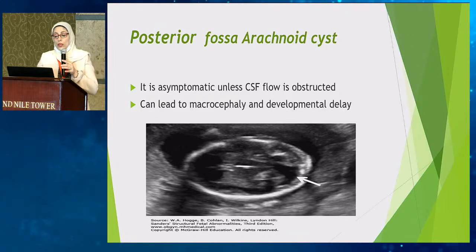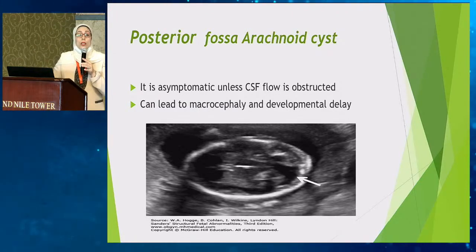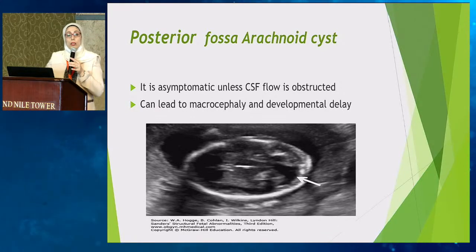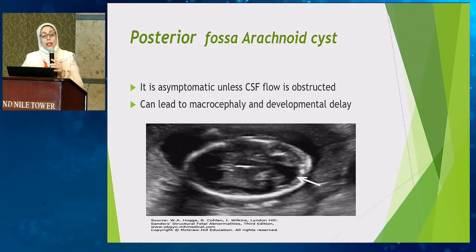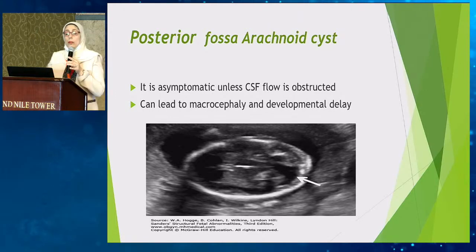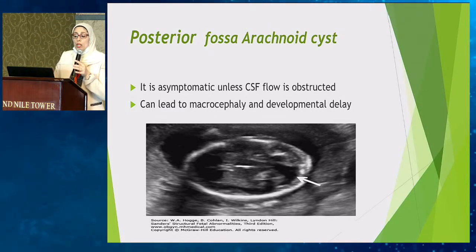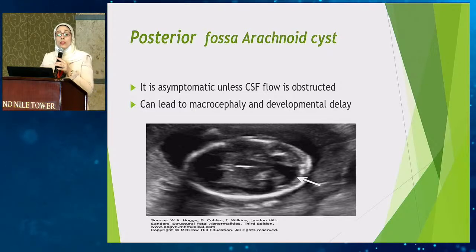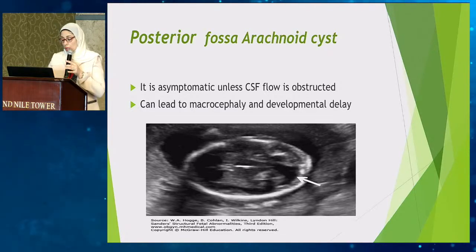زي ما حضراتكم شايفين هنلاحظ ان بس في جزء من السيستنا ماجنا مش كلها هي اللي دايليتد ممكن تبقى واخده جزء كبير من الفنتريكلز في الفورث فنتريكل هنا ممكن تبقى مأثره على السيربيلم خلاص. لحسن الحظ ان الاراكنويد سيست رغم ان هي ممكن زي ما احنا شايفين تكون مأثره او ضغطه على بعض البرين تيشوز لكن هي يوجوالي ات جوز اسيمتوماتيك لان بيحصل لها بعد كده ريجريشن تمام. لكن لو حصل سي اس اف obstruction it can lead to macrocephaly and developmental delay later on postnatal.